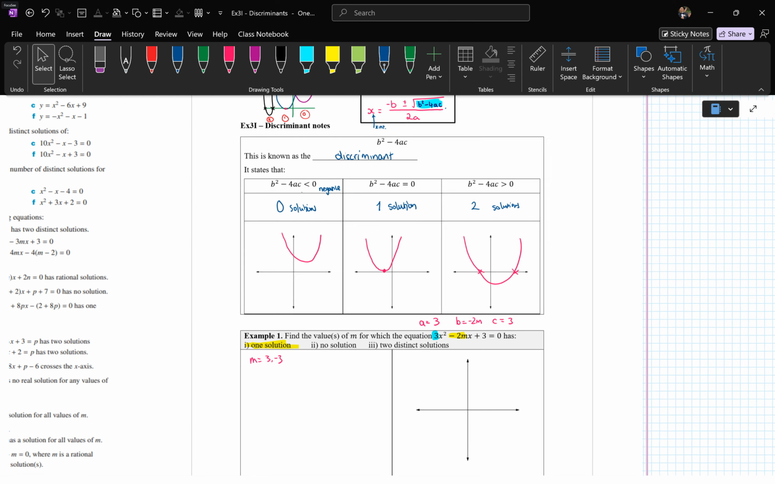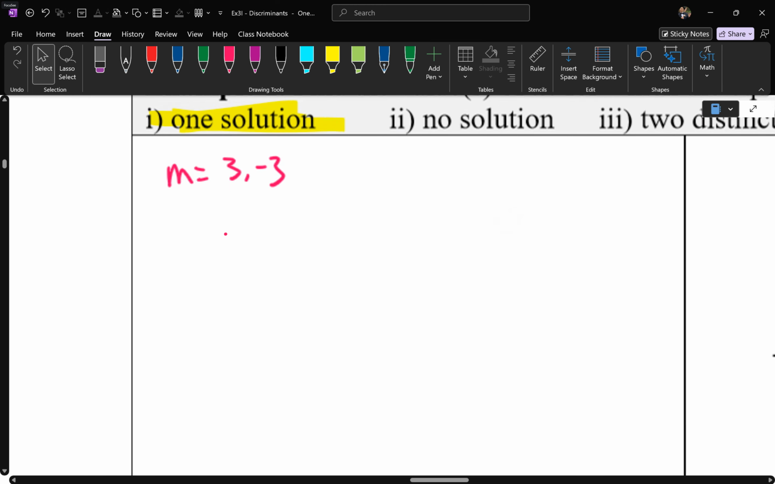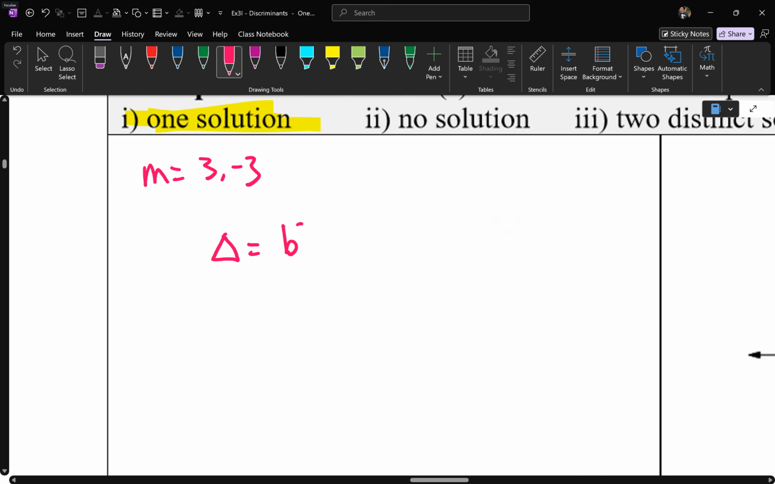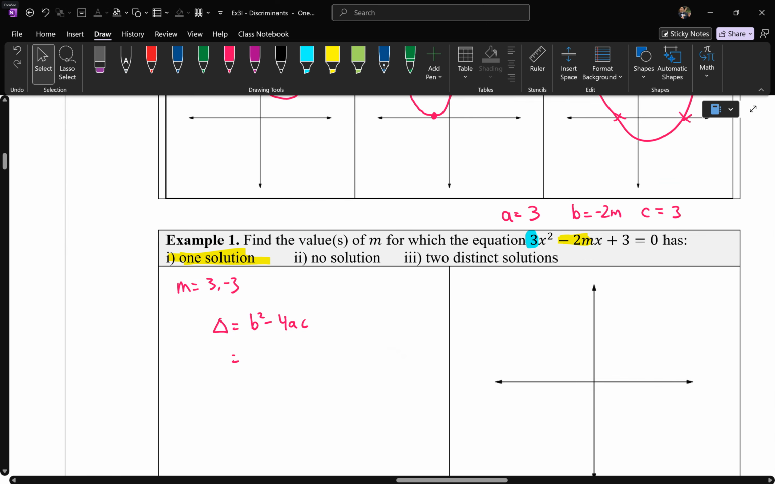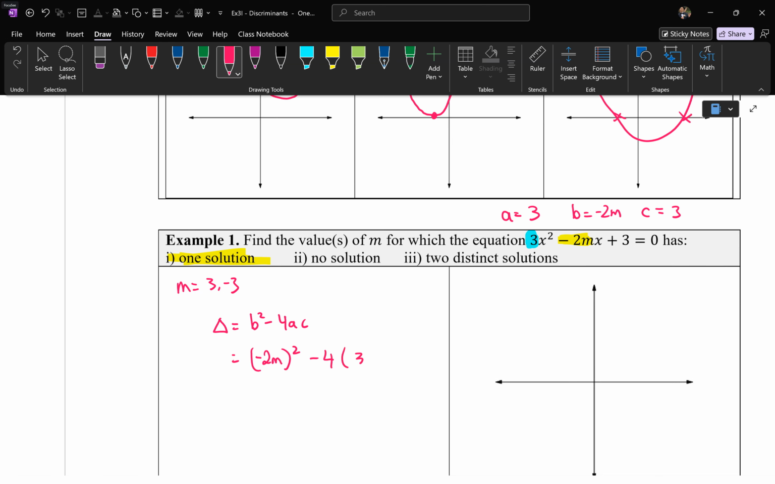So let's do it. Here's my b squared. Let's write it out. So discriminant equals b squared minus 4ac. My b, Ben told us before, was -2m. So I'm going to write (-2m) squared minus 4 times a, which is 3, times c, which is also 3. All right? So I'm just filling it in. Here's your b. Here's your a. And here's your c. All right?